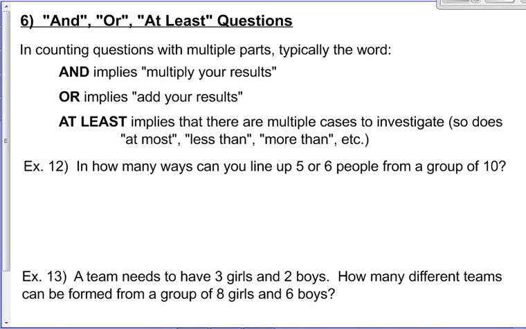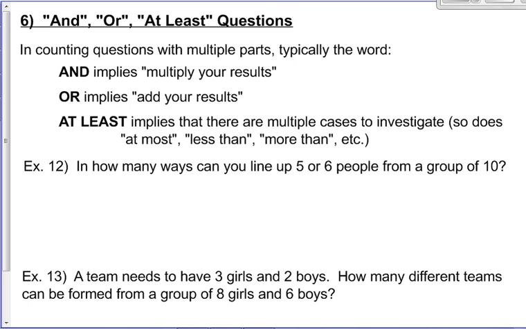Let's move on to some more involved counting questions. They might have multiple parts. They might use the word and or at least. If you see the word and, like 3 girls and 5 boys, or 2 books and 7 DVDs, that typically means that you're going to multiply your results. If you see the word or, like 3 books or 5 DVDs, typically you add your results. And if you see the word at least, it implies that there are multiple cases to investigate. And so do the words at most, or less than, or more than.